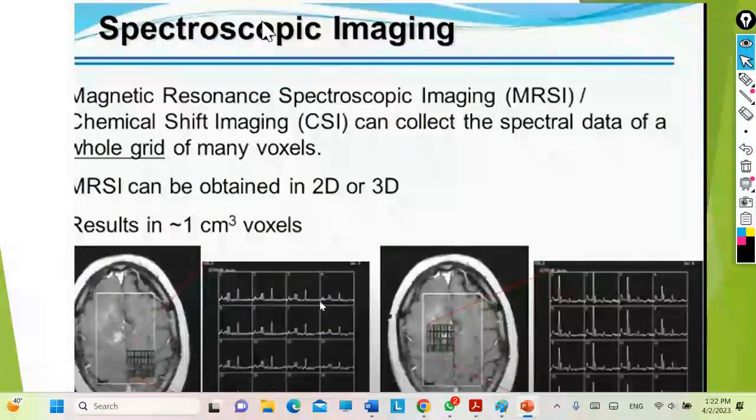I have 2 things. One is called single voxel spectroscopy, and the other is called multivoxel spectroscopy. In multivoxel, instead of working on a single voxel, you work on several voxels. How? By applying another gradient.